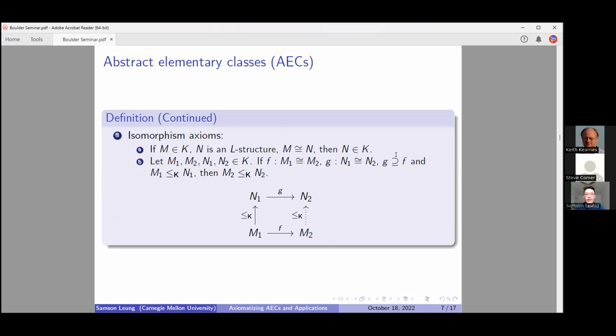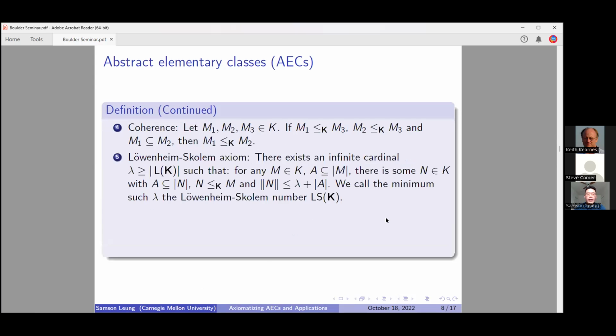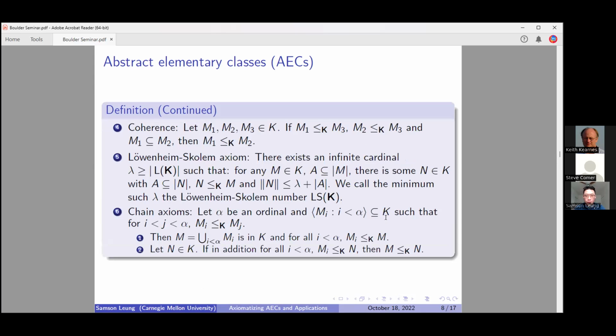And next, it should respect isomorphism. So if one model is in K and the other is isomorphic to it, then the other one is also inside K. And you want to say the same for the K-substructure relation here. So here's a diagram, but the idea is that if things are isomorphic, then they should be equal. And the next three axioms are less trivial. My proof mainly uses number 4 and number 5, which are just axioms of AECs.